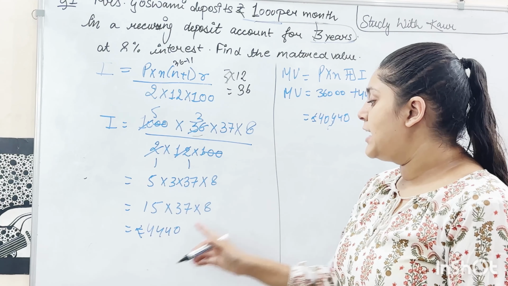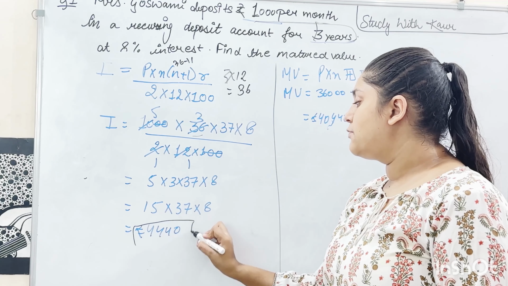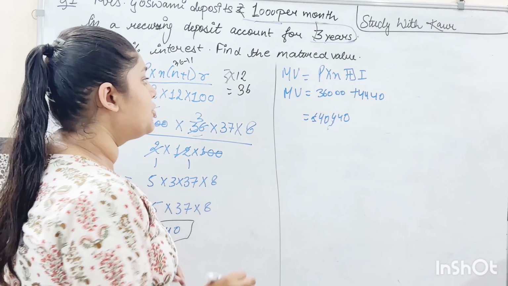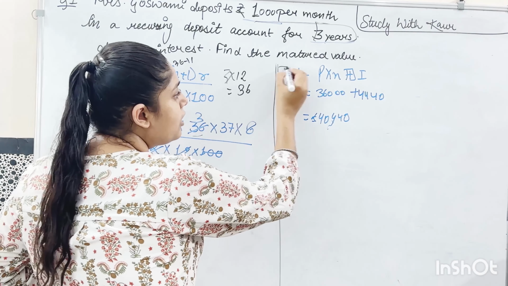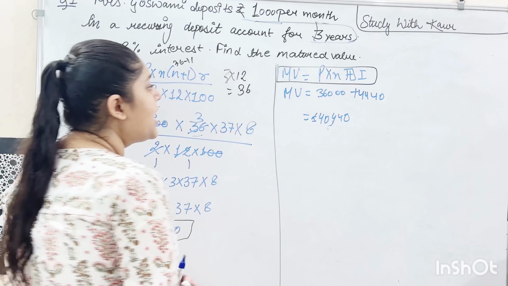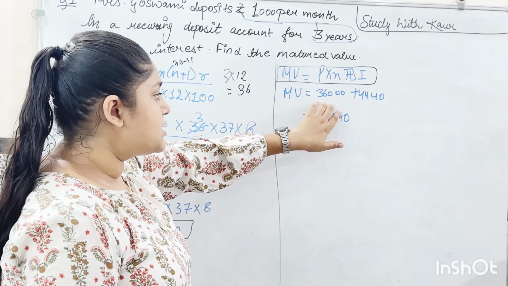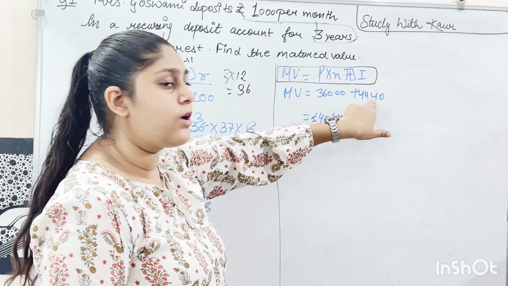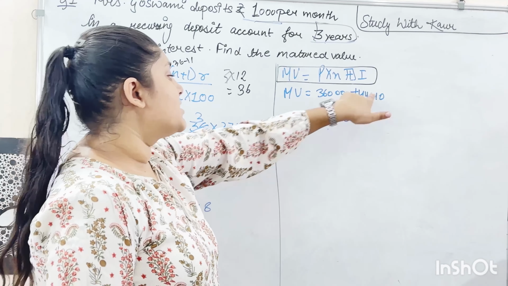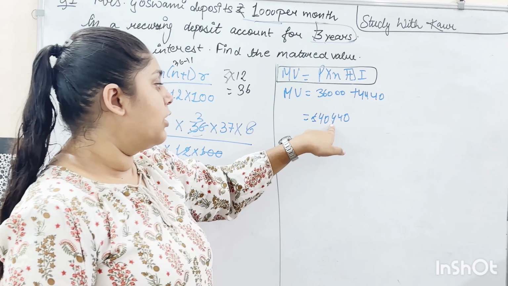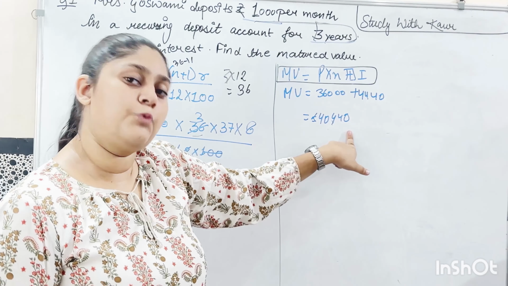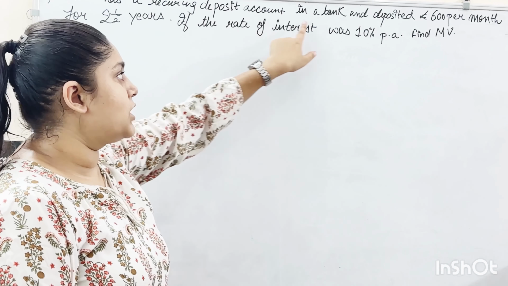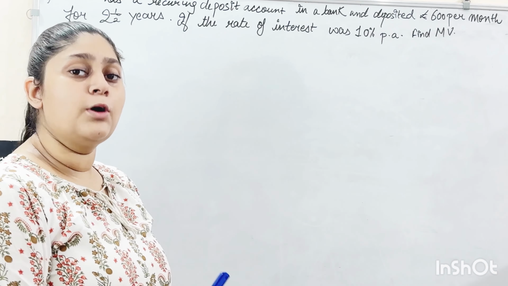So after multiplying, we are getting the value as 4,440. Then we will substitute the value into the formula of maturity value. So this is the formula for that. It's P, that is your 36,000, plus the interest you have paid, that is 4,440. When we sum it, we will get 40,440.